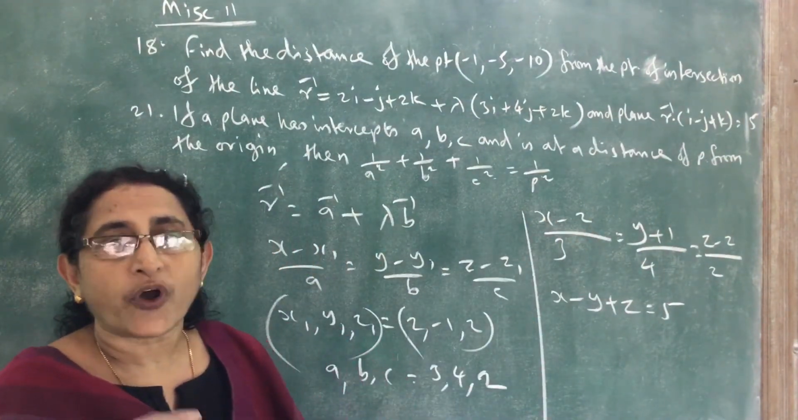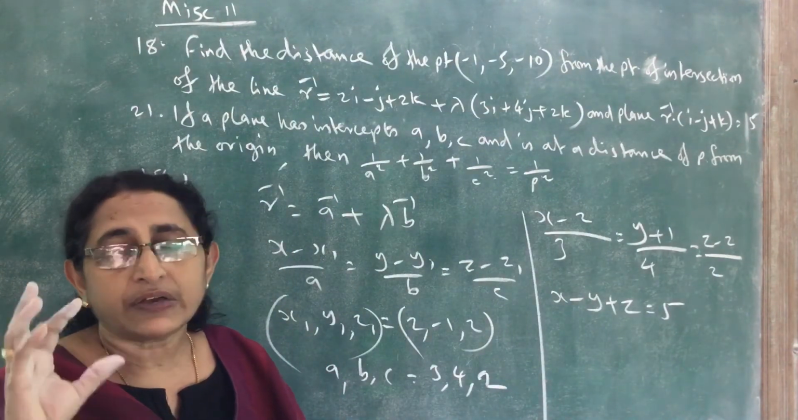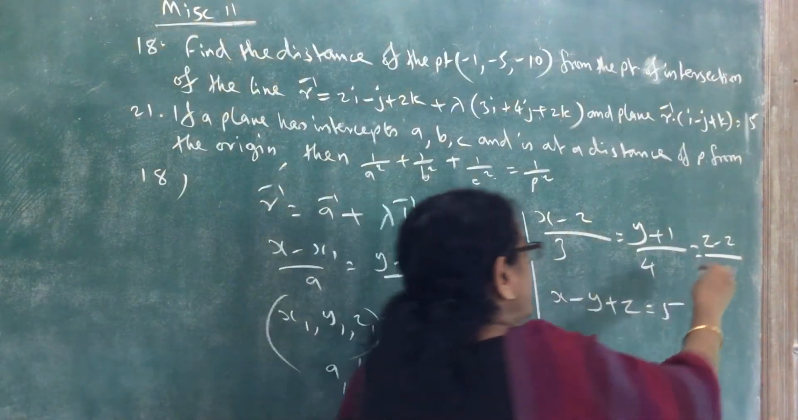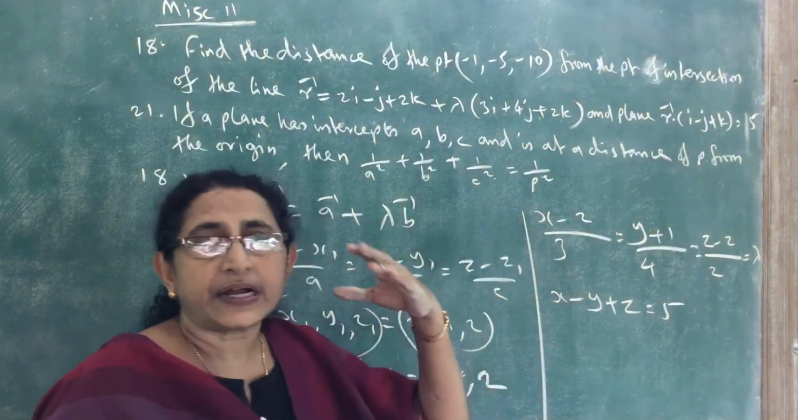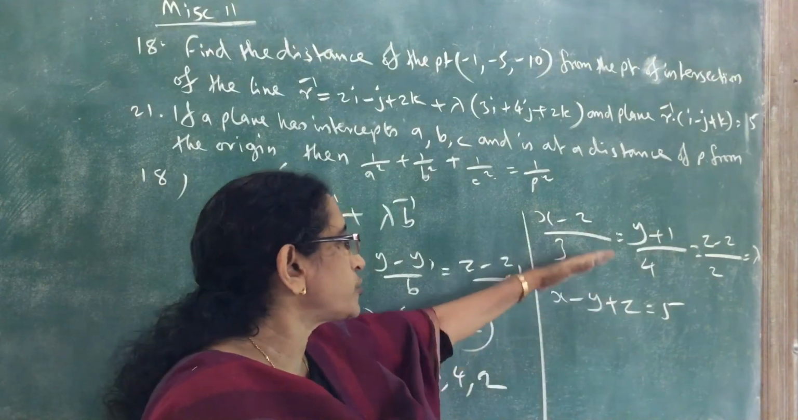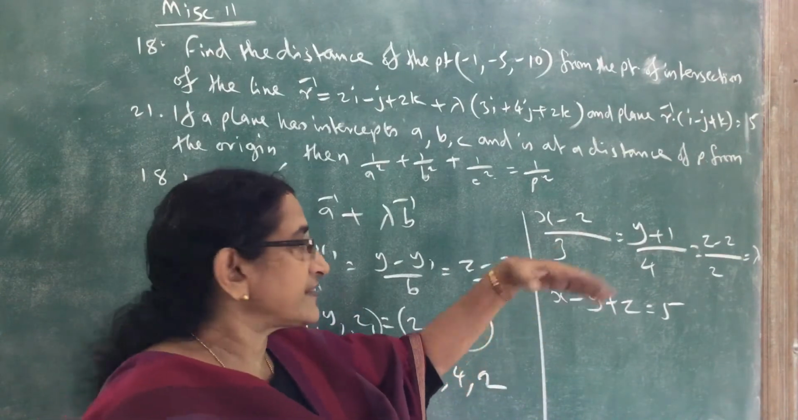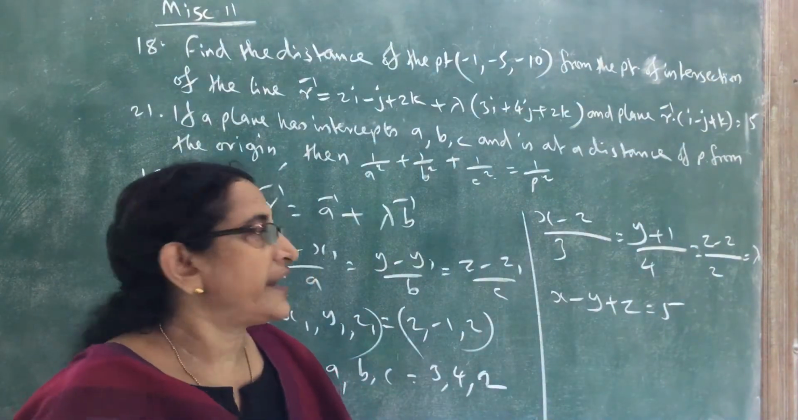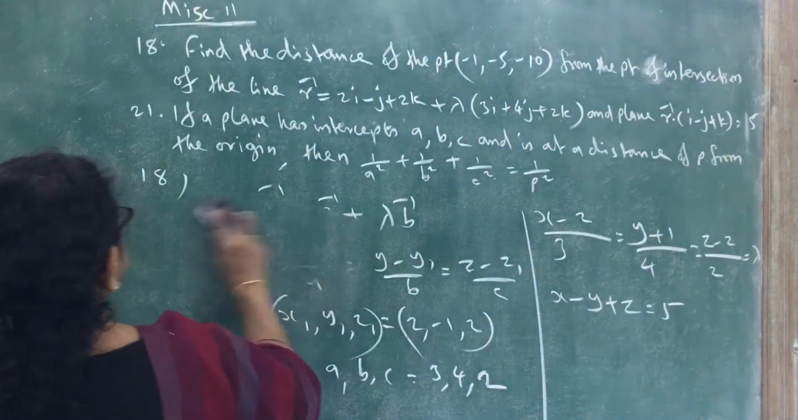Now we want to find the point of intersection of the line and the plane. How to find it? From the equation of a line, we get a general point on the line using lambda. So we equate to lambda and get the general point on the line, and substitute its x, y, z coordinates in the plane, because we want the point of intersection, meaning the common point of line and plane. So take the general point and substitute it in the plane. We get lambda, and substituting it in the point, we get the point of intersection.